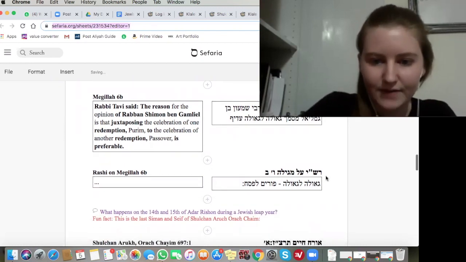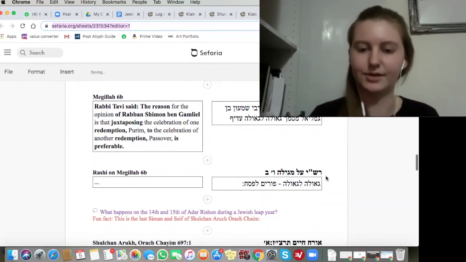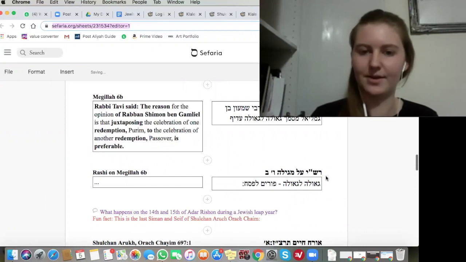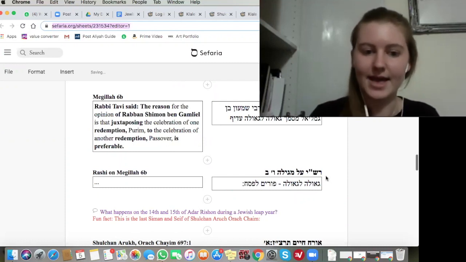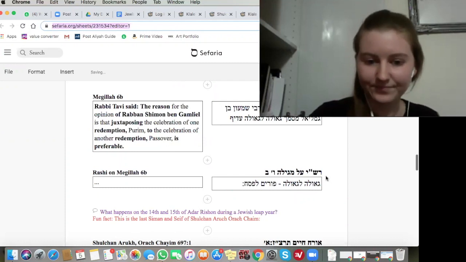Now we have a question because we have Purim in Adar Sheni during a leap year, but what's going to happen in Adar Rishon on the 14th and 15th of Adar? Is it just a regular day? What's going to happen? And also a fun fact, this is the last Siman and Sif of Shulchan Aruch Orach Chaim.